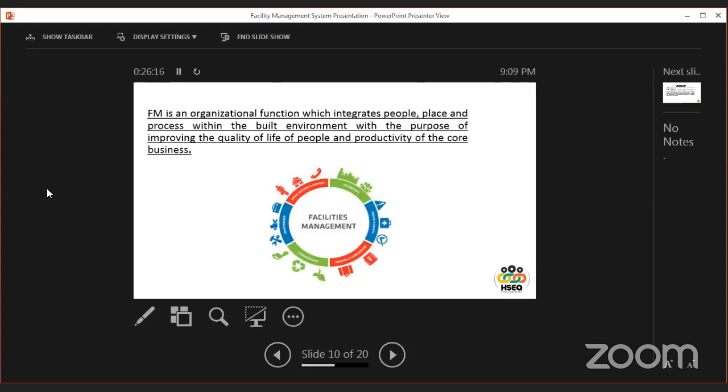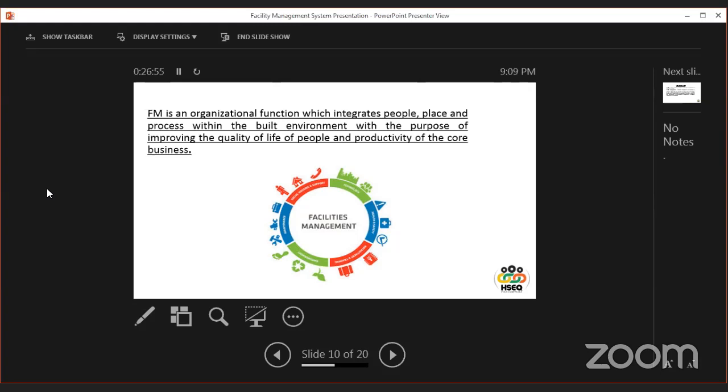Facility management is an organizational function which integrates people, place, and process within the built environment with the purpose of improving the quality of life of people and productivity of the core business. When we talk about the word facility and facility management, it is not only about the building, the machinery, the equipment, the IT services. Yes, these are the things which come under the definition of facility. But who is maintaining them? Who is controlling them? Who is taking care of them? They are the people.